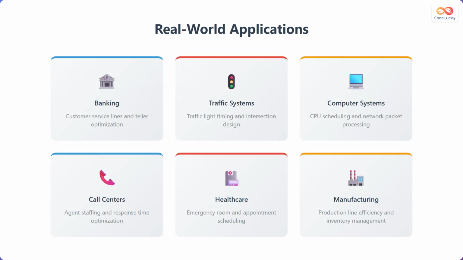Queuing theory has numerous real-world applications across various industries. In banking, it's used to optimize customer service lines and teller staffing. In traffic systems, it's applied to traffic light timing and intersection design to minimize congestion. In computer systems, it's utilized for CPU scheduling and network packet processing to improve system performance. In call centers, it helps with agent staffing and response time optimization to enhance customer satisfaction. In healthcare, it's used for emergency room management and appointment scheduling to improve patient care. And in manufacturing, it's applied to production line efficiency and inventory management to streamline operations.